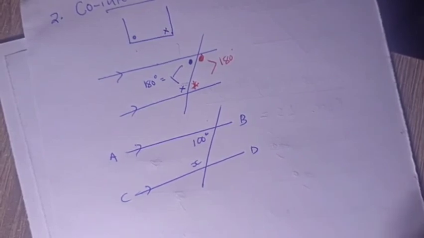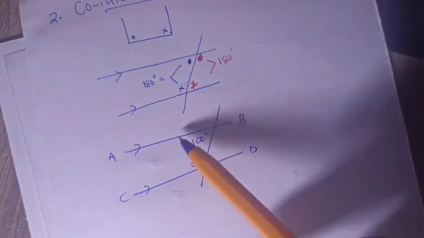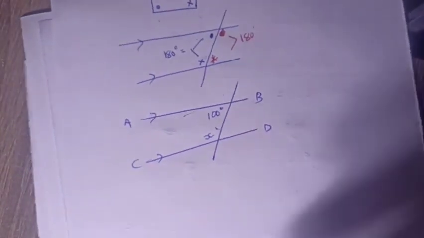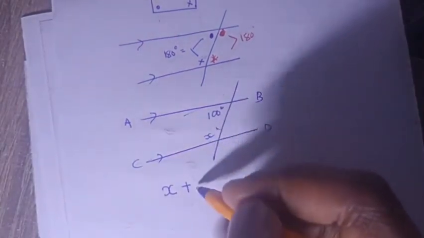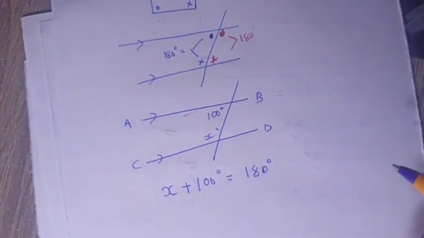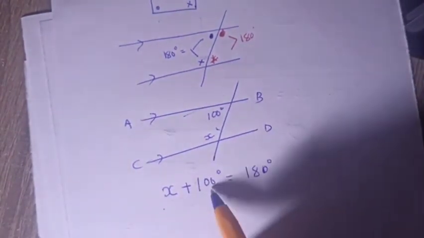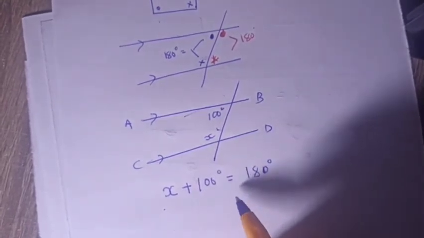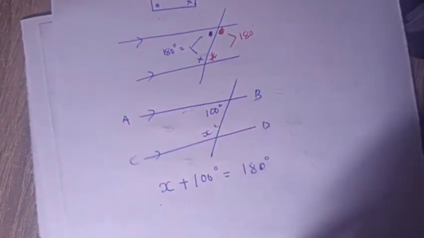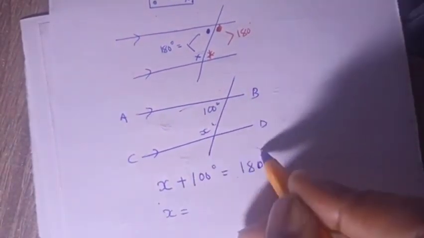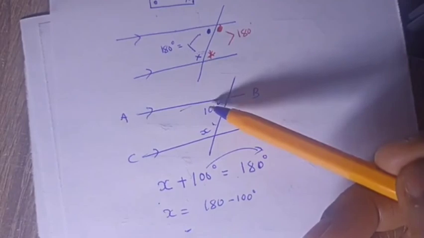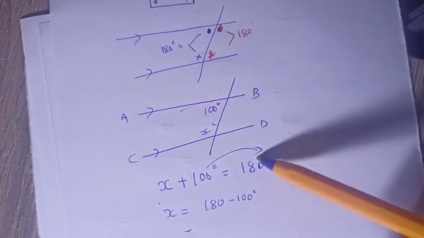If it's not corresponding, they are both inside. So what are we going to say? We're going to say, according to co-interior angles, angle x and angle 100 degrees must give us how much? 180 degrees. Yes. Therefore, if you're looking for this one, we're going to subtract 100 on both sides, or you can say we transpose. So 180 minus 100 degrees. So we actually subtract the given angle from the total.